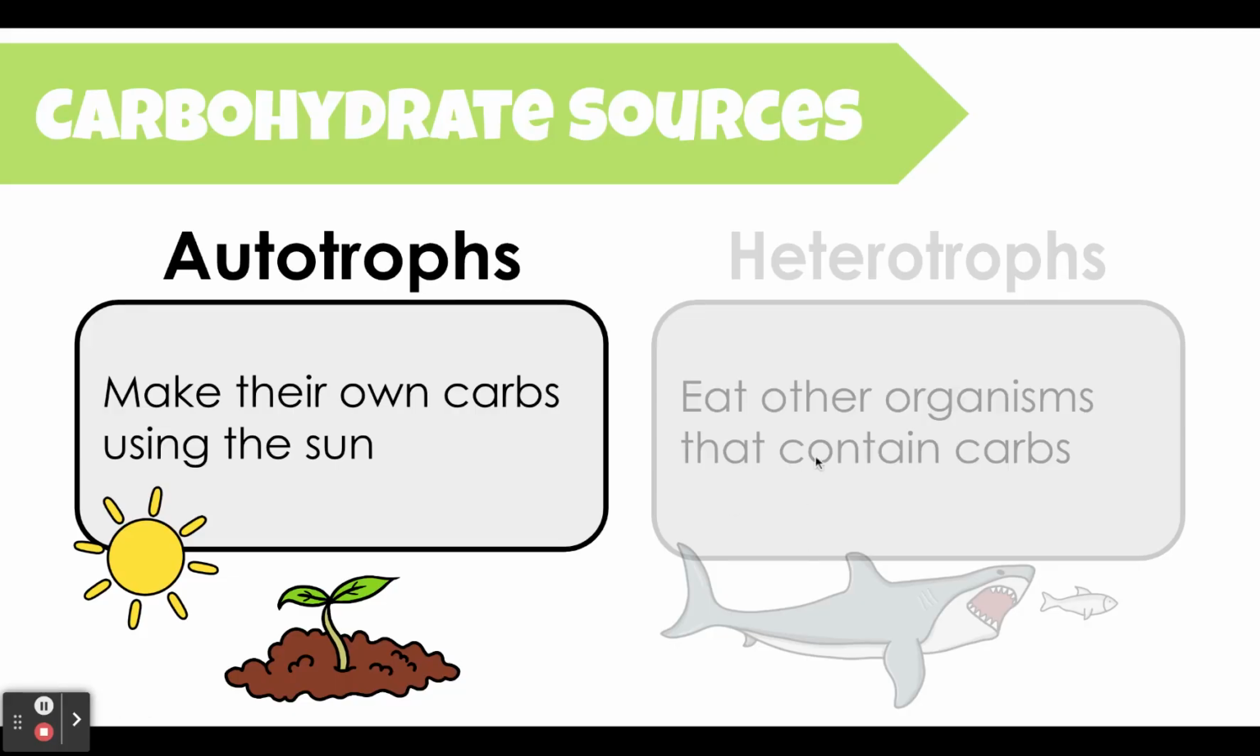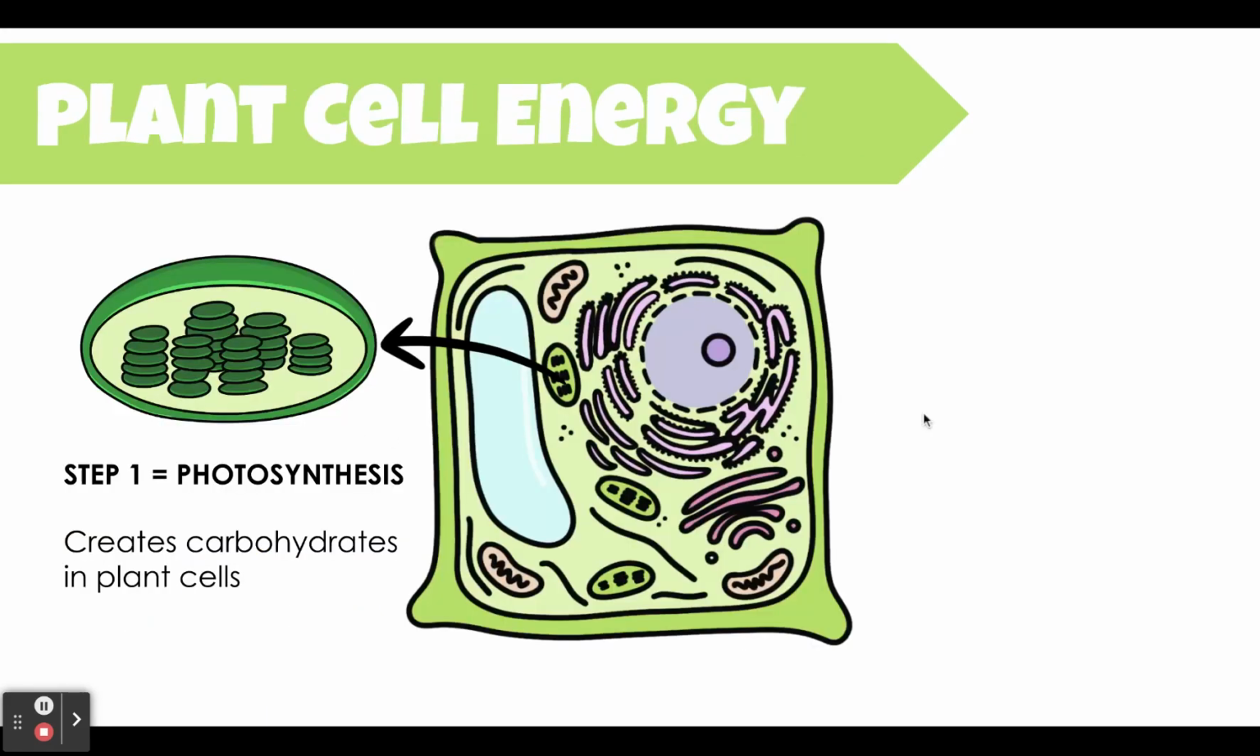We're later going to learn about other types of organisms called heterotrophs. Heterotrophs cannot make their own carbohydrates, so they must eat other organisms that contain carbs. So in this lesson, we're focusing on autotrophs. They're going to basically use a process to create their own glucose.